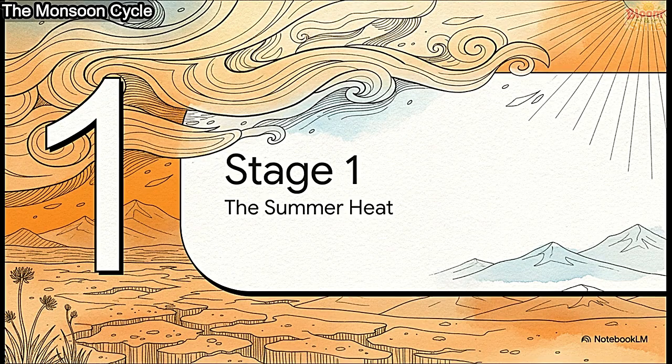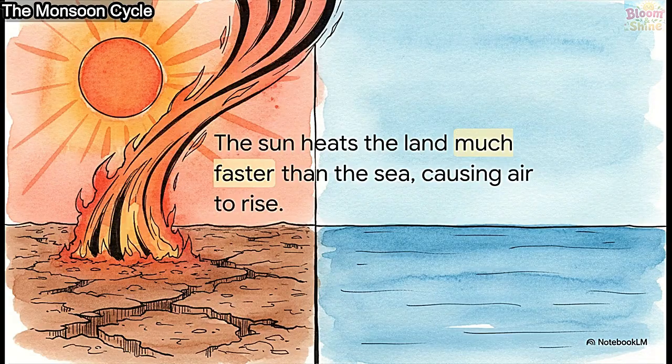Stage 1. The summer heat. Okay, so everything kicks off in the summer because of something called differential heating. Basically, the sun just aggressively bakes the landmass, and that land warms up way, way faster than the ocean right next to it. As the land gets scorching hot, the air directly above it warms up, expands, and naturally starts rising high up into the atmosphere.